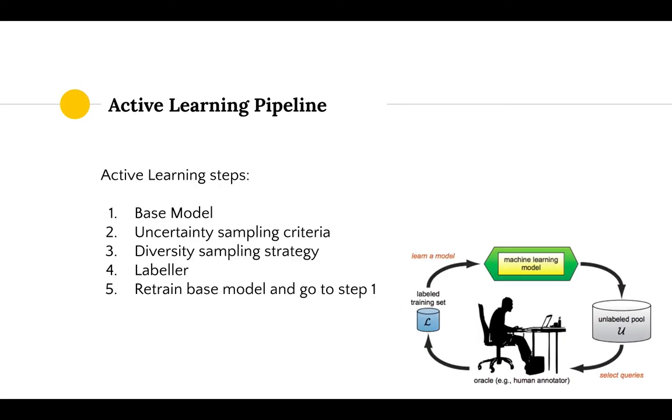Here are the iterative steps to our active learning pipeline. First, we train a base model. Then, we perform uncertainty sampling to attain uncertainty scores for each unlabeled data point. Next, we choose a diversity sampling strategy to select which data point we want labeled. These data points are then labeled by a human specialist. Our model is then retrained on all of the labeled data points, and we return to step 1.